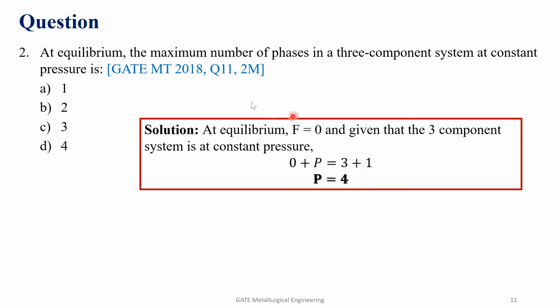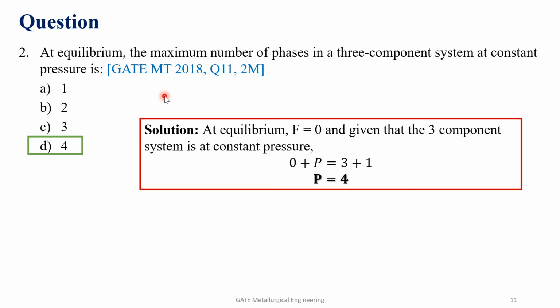I hope the concept is clear to all of you. Just F plus P is equal to C plus N. F is 0, P we have to find. C is given as a three component system. Pressure is constant, therefore N is equal to 1. If it is not mentioned that the pressure is constant, it should be N is equal to 2. That is the difference. So the answer will be 4.